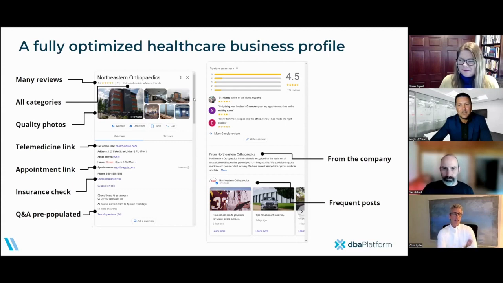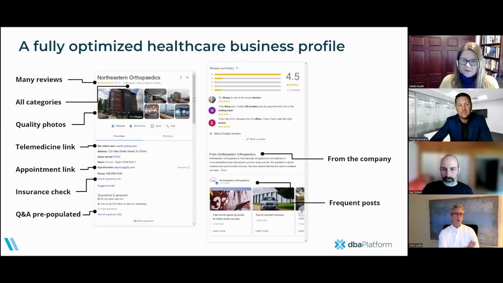But starting number 1, front and center, how many reviews do you have and what's that star rating looking like, right? So that's the beginning of it. As you see, it's very close to the top. And by the way, there is no Northeastern Orthopedics. I invented that because I wasn't able to find any provider that was actually doing everything right. I'm sure they're out there, but I wasn't able to find anybody. So let's start with the reviews.